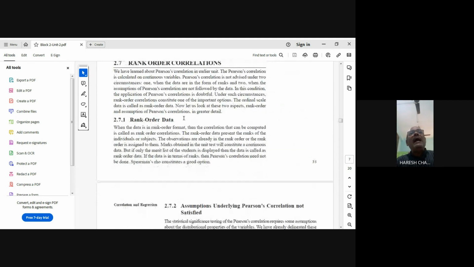Next, another important thing for your examination, which may be asked as a question or problem in the examination, is rank order correlation, or Spearman's rank order correlation.